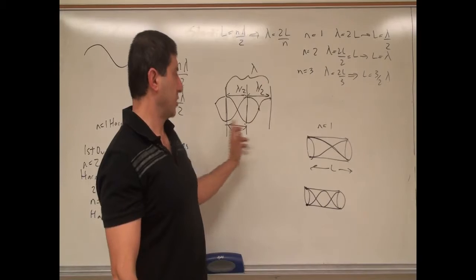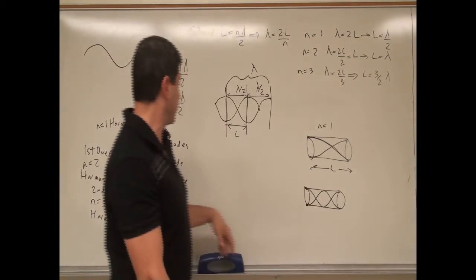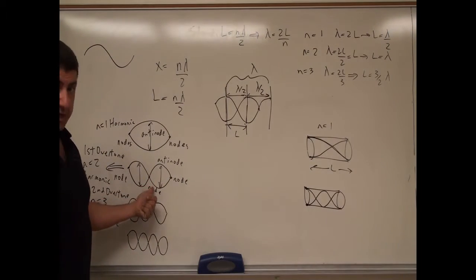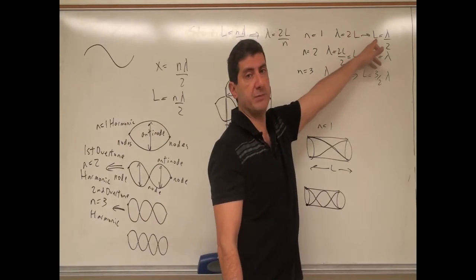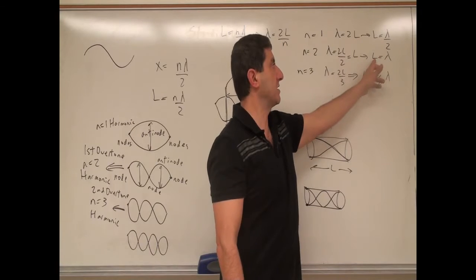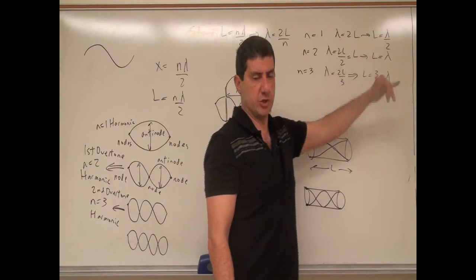So it's still equivalent, even though it looks a little different than the string picture, but the harmonics are still the same in the sense that the length of the pipe is half the wavelength of the wave, the length of the pipe is the complete wavelength of the wave, and so on, right?